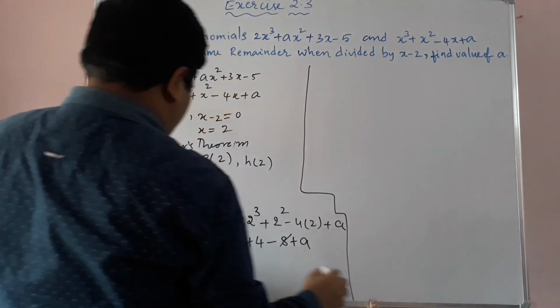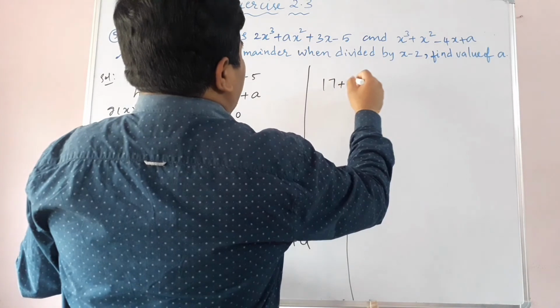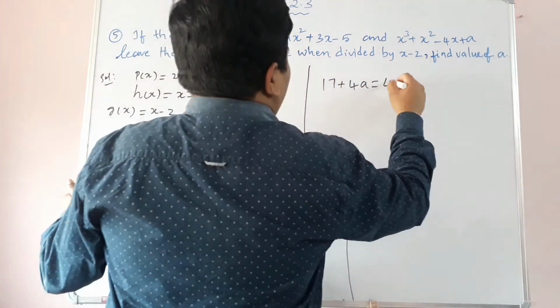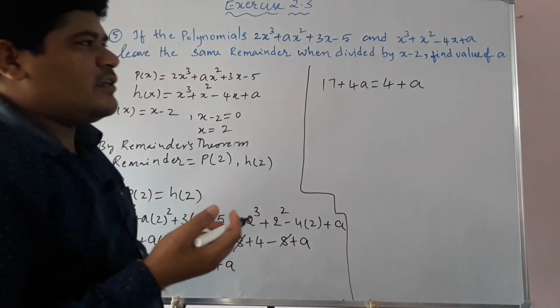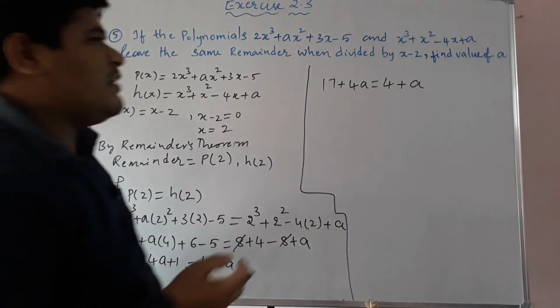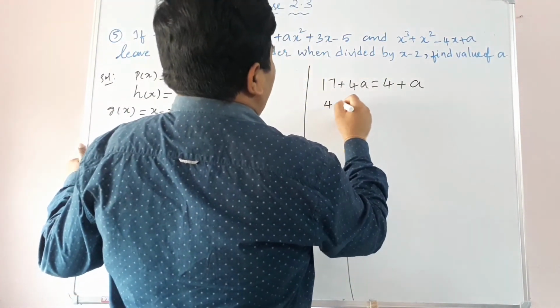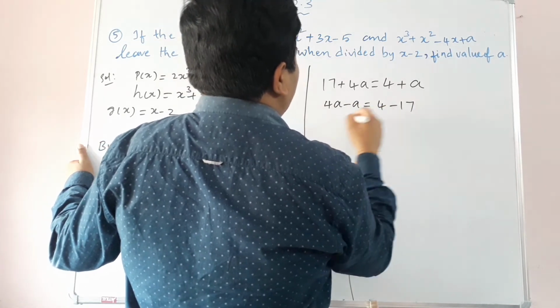Now children, what will be the next step? 16 plus 1 is what? 17. 17 plus 4a is equal to 4 plus a. Now children, we need to use the transposing concept. Transpose plus a to the left hand side and 17 to the right hand side. Then what you will get? 4a minus a is equal to 4 minus 17.